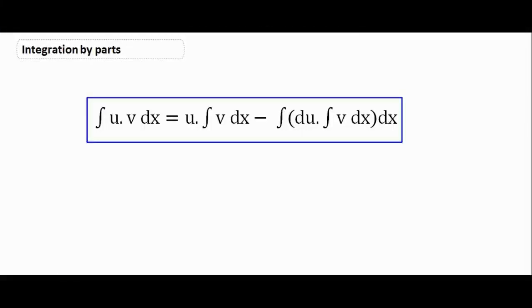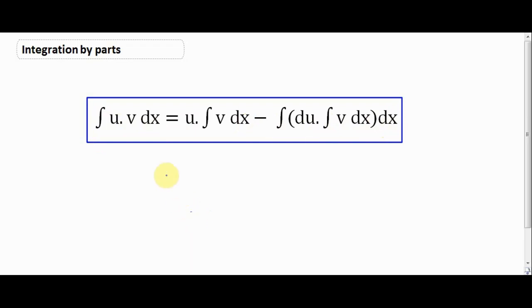At first, let's see the topic integration by parts. If we have two functions u and v defined on the independent variable x, then integral of u into v dx is equal to u into integral of v dx minus integral of du into integral of v dx dx. So using this formula, we can calculate integral of u into v dx.